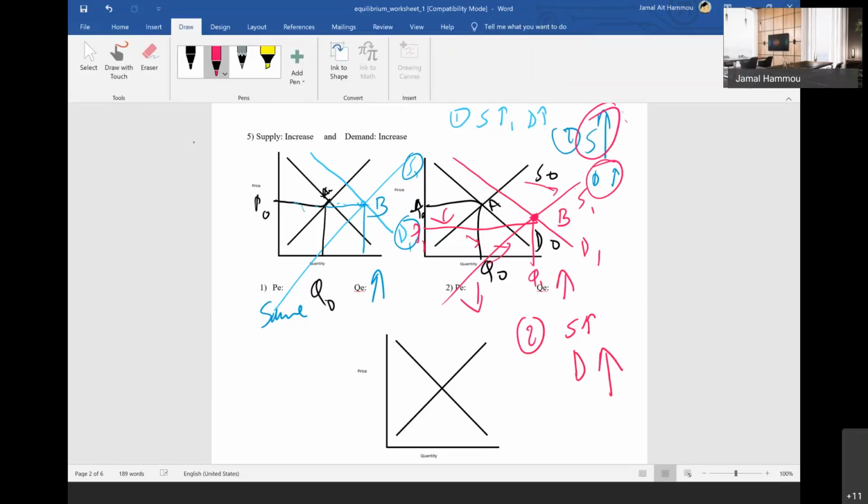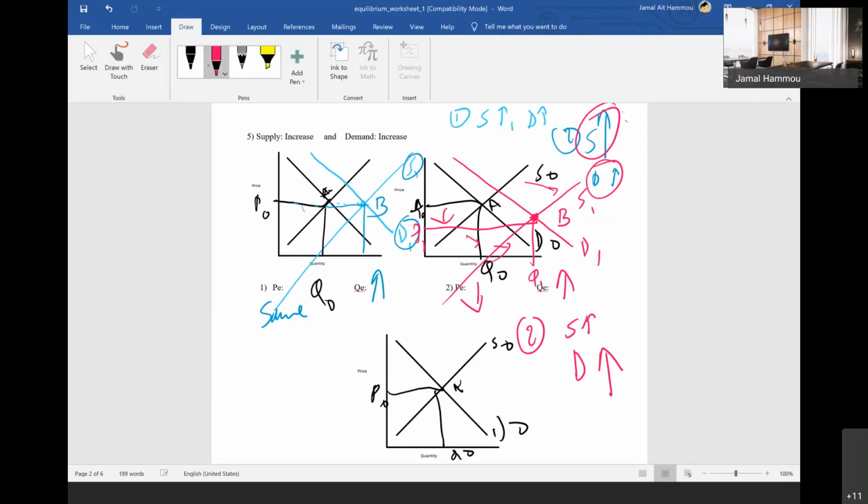So all of them have one thing in common: they increase. Both demand and supply are increasing. So I will start again from point A. We have P0, Q0, S0, D0. Now, the difference is the size of the shift of the demand and supply.